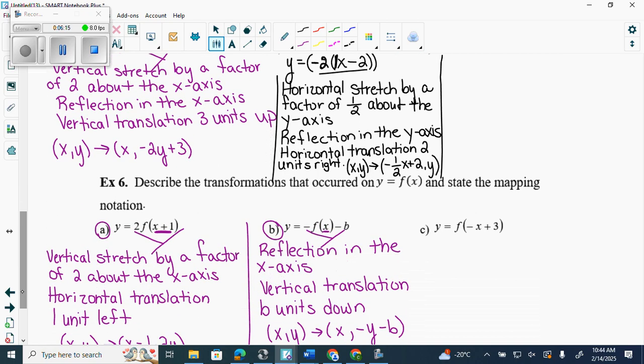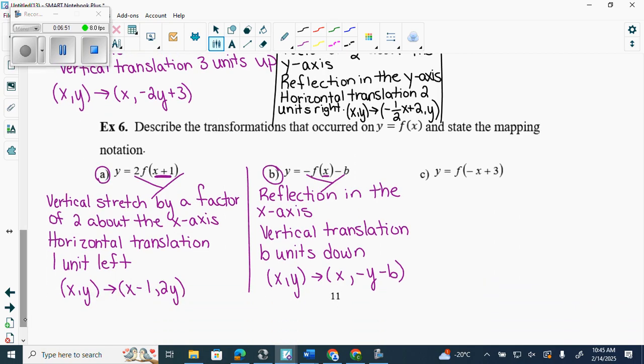What's the catch with C on example 6? There's two things I have to do before I can even start. I have to have it in y equals. Do I? Yes. And then I have to have a positive 1 in front of my x. Do I? No. So I need to take that negative 1 out, which actually makes my horizontal translation go the opposite direction. If you forget to take it out, you're going to say it's translated the wrong way. Okay? So for C, I take that negative out.